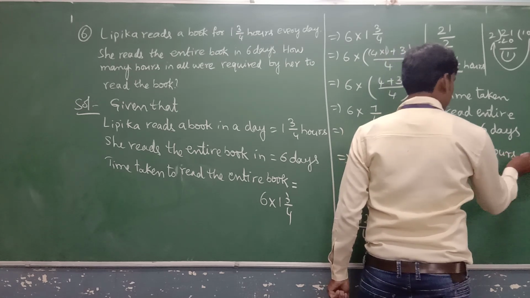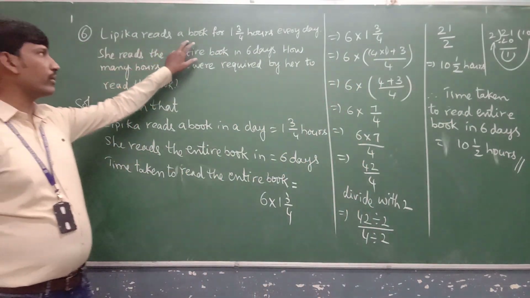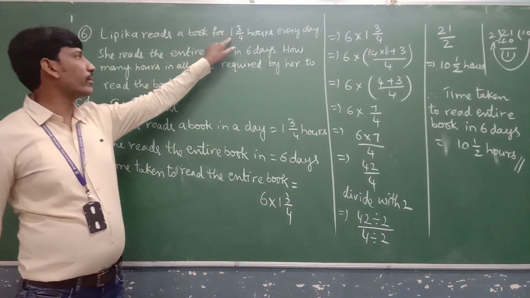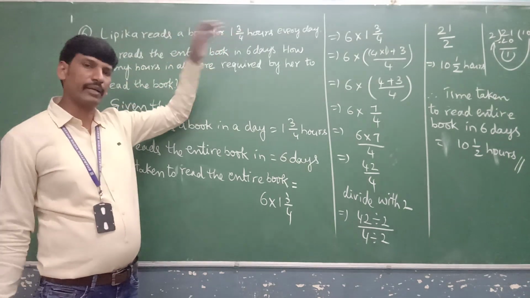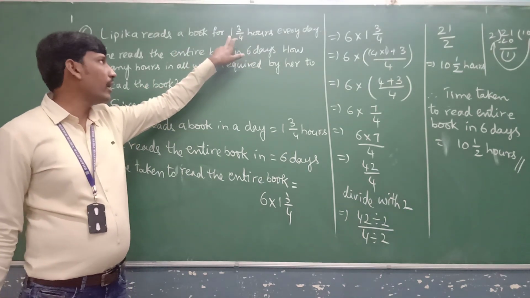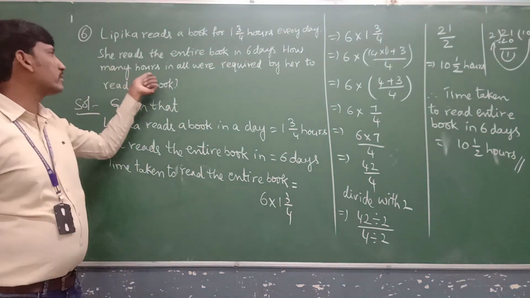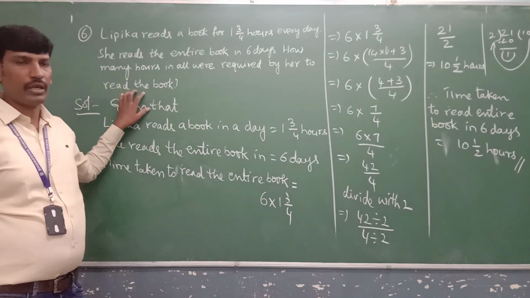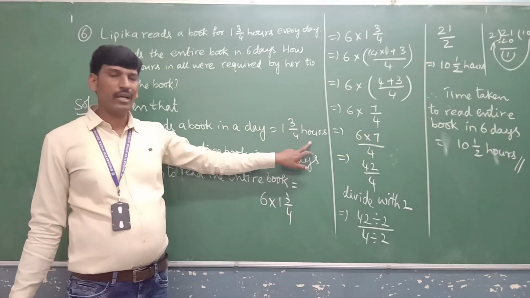Once again I am going to explain this problem. Listen carefully. Lipika reads a book for 1 3/4 hours every day. Means in one day she will read 1 3/4 hours. Now she reads the entire book in 6 days. She completed the total book in 6 days. Per day she will take 1 3/4 hours to read the book. Now see how many hours in all were required by her to read the entire book.